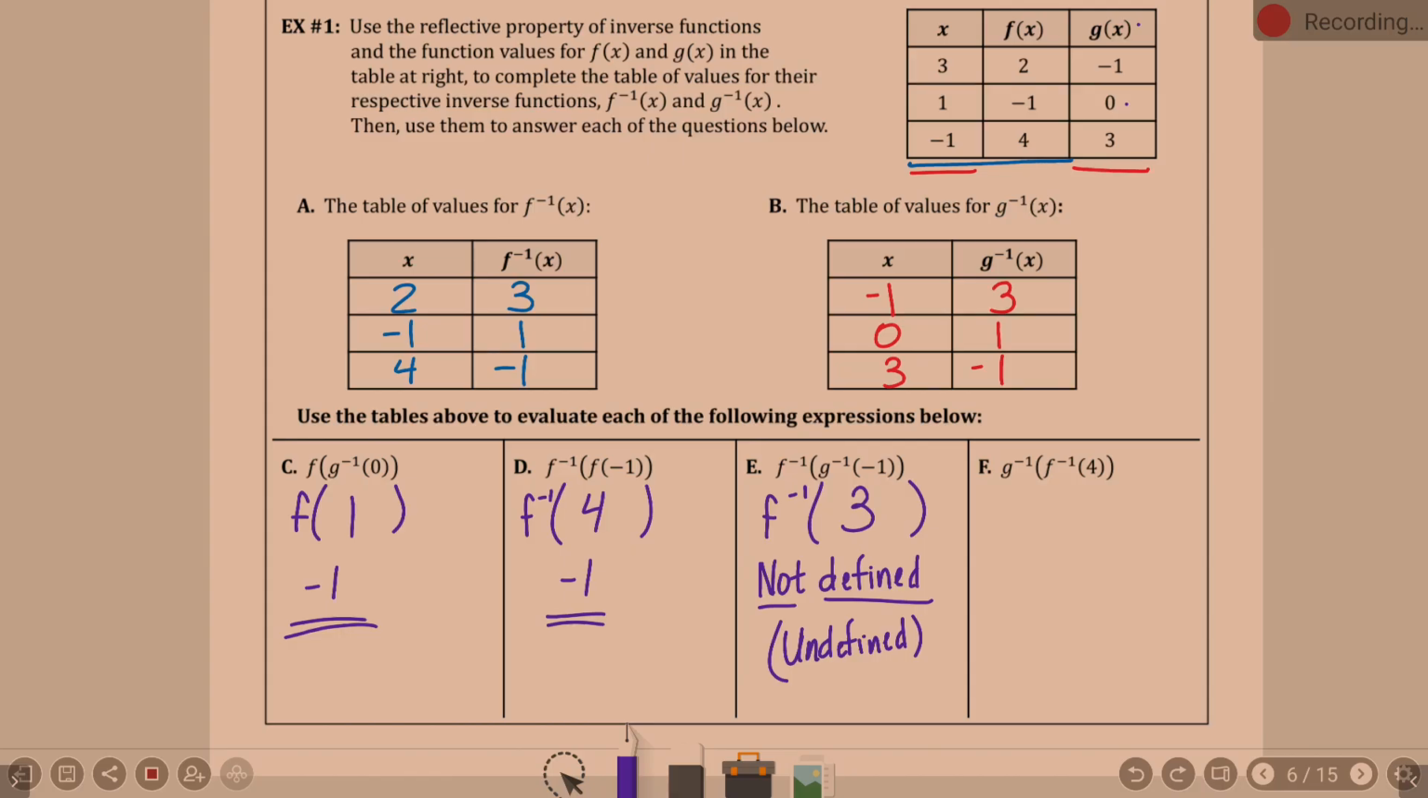Okay, and I think really what they're trying to get you to do is mess up and say that it's 2, but it's not. G inverse of F inverse of 4. What is F inverse of 4? And then what's G inverse of -1? Okay. Moving along. Getting easy stuff out of the way, right?